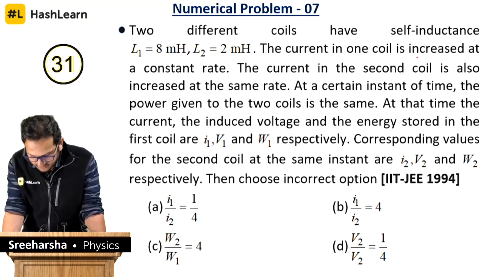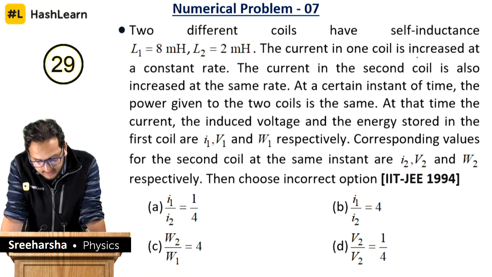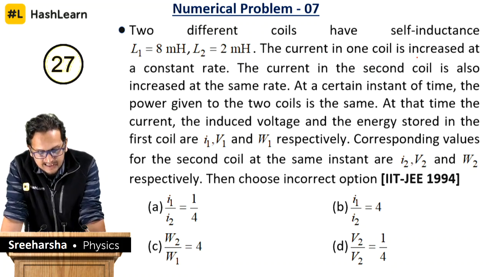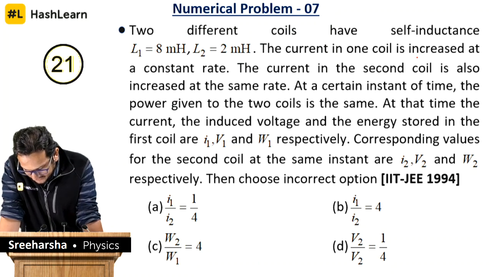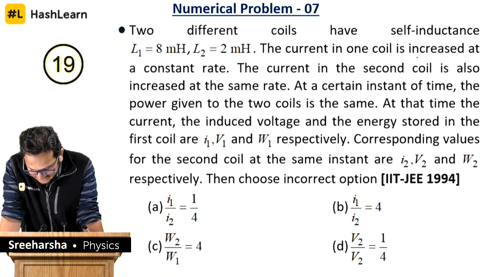So you will have it as I1 by I2 is equal to 1 by 4, or I1 by I2 is equal to 4, W2 by W1 is equal to 4, or V1 by V2 is equal to 1 by 4. So which is the correct answer?